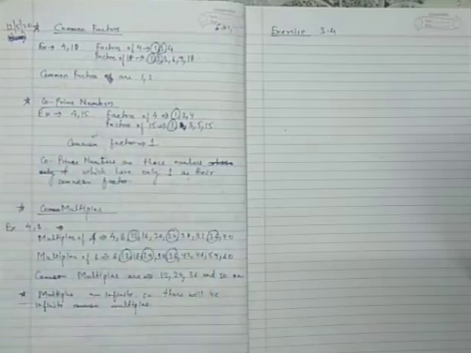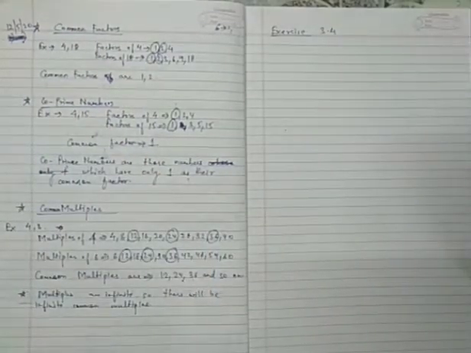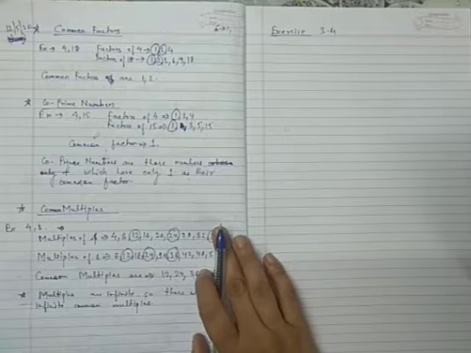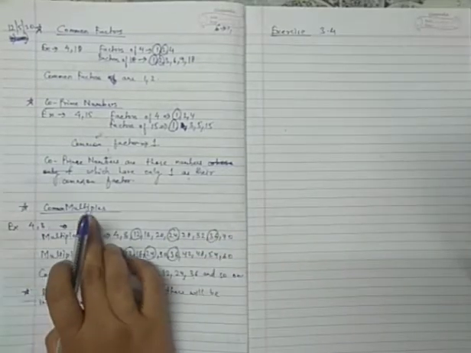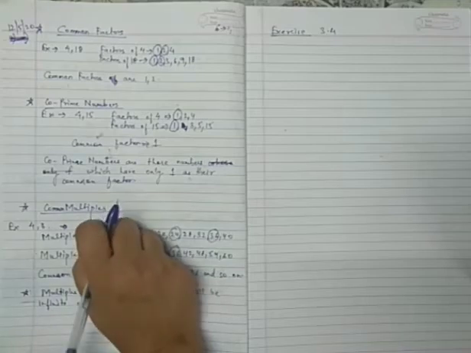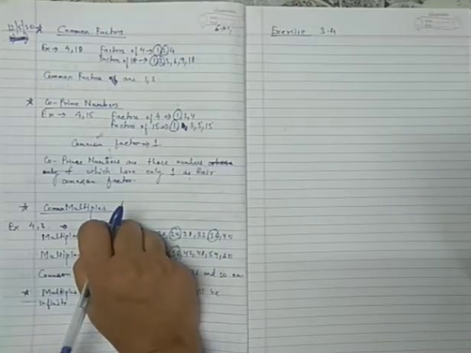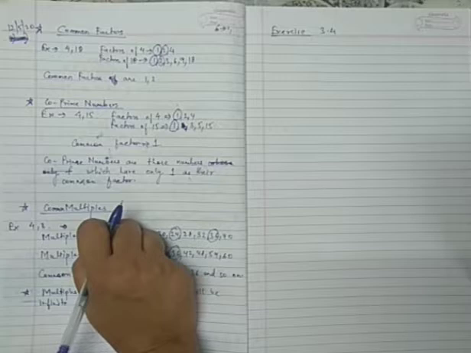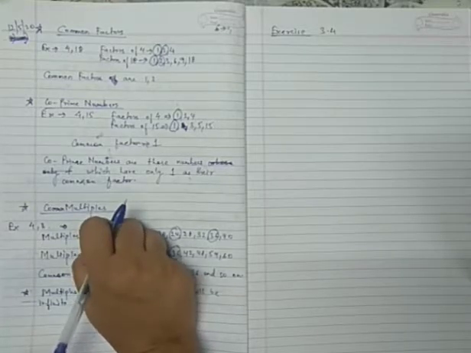Now, like we saw common factors, the next topic is common multiples. So what is the difference between factors and multiples? Factors are numbers in whose table the given number comes. Suppose 6, for 6 the factors will be 1, 2, 3 and 6. So 6 comes in the table of its factors 1, 2, 3 and 6. But what will be the multiples of 6? Multiples of 6 will be 6 ones are 6, 6 twos are 12, 6 threes are 18 and so on.